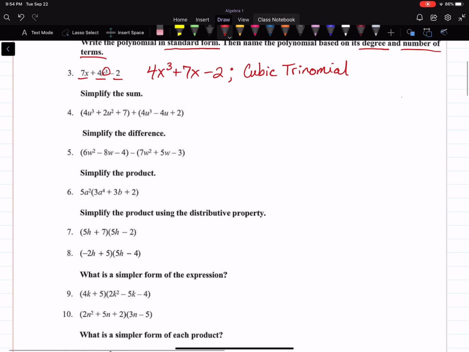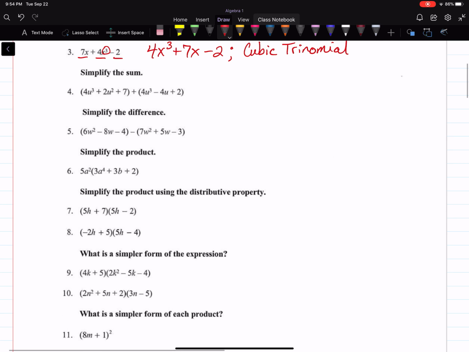All right, number 4, we're simplifying the sum, so we're just adding them up. So we add like terms. 4u to the third plus 4u to the third, that is 8u to the third. 2u squared, there aren't any more u squared, so you just put plus 2u squared. The next one would just be u. There's only one that's just u, that's -4u. And then last but not least, the constants are 7 plus 2, that is 9.